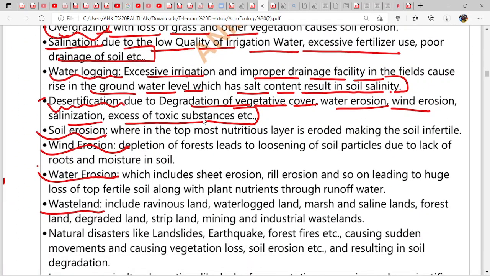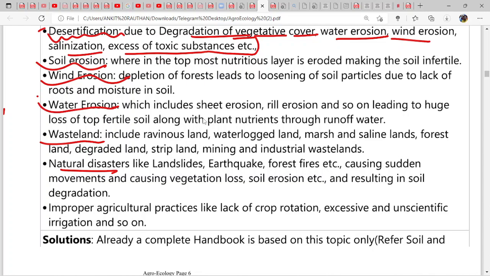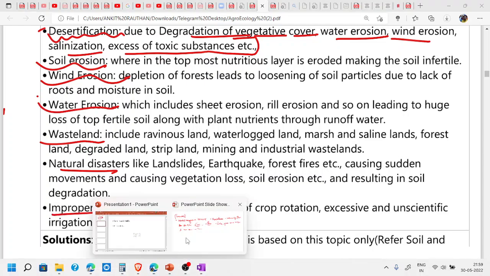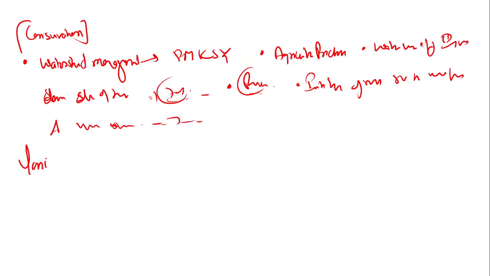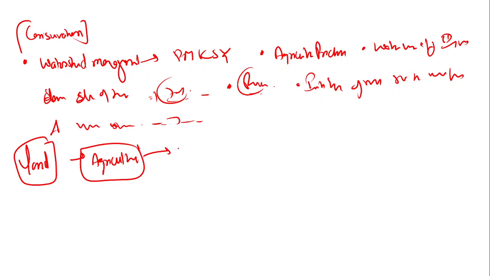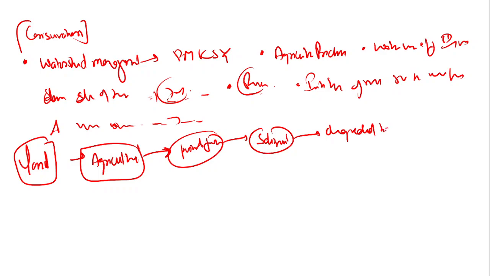See, you will learn this, don't worry, just see this, alright? Now I'll make you learn all of this. So we have land. Agriculture is happening on the land. Because of this agriculture, we are using a lot of pesticides and fertilizers. This is turning land saline. This is further turning land into degraded land, barren land.